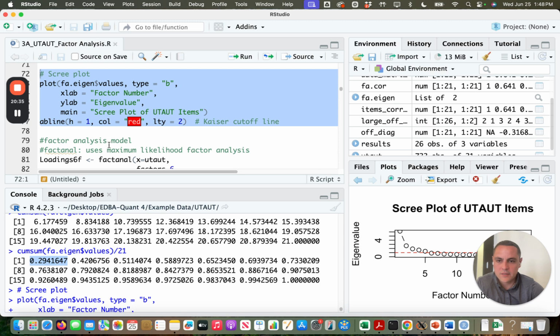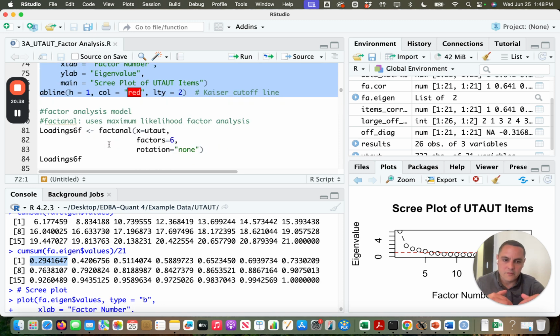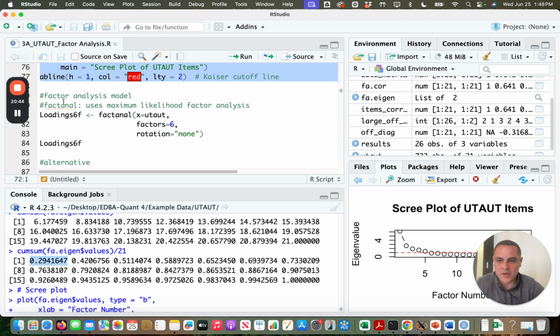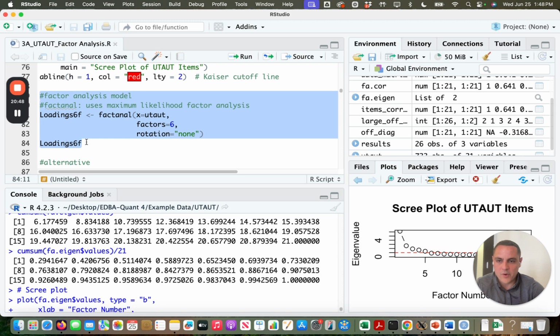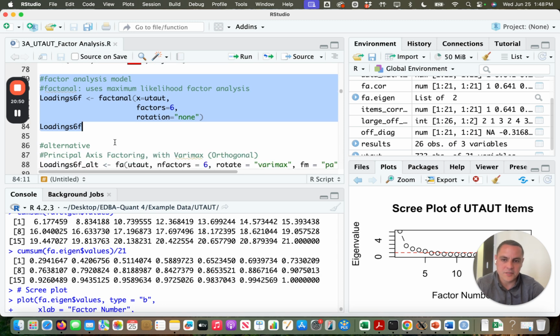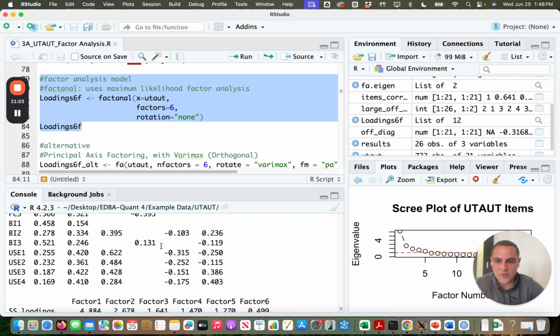So that step was determining how many factors we should use, and we're going to apply 6. Both of these are proper factor analyses. It's not PCA, which is often confused with factor analysis. This is using maximum likelihood factor analysis, and you can take a look at that output.